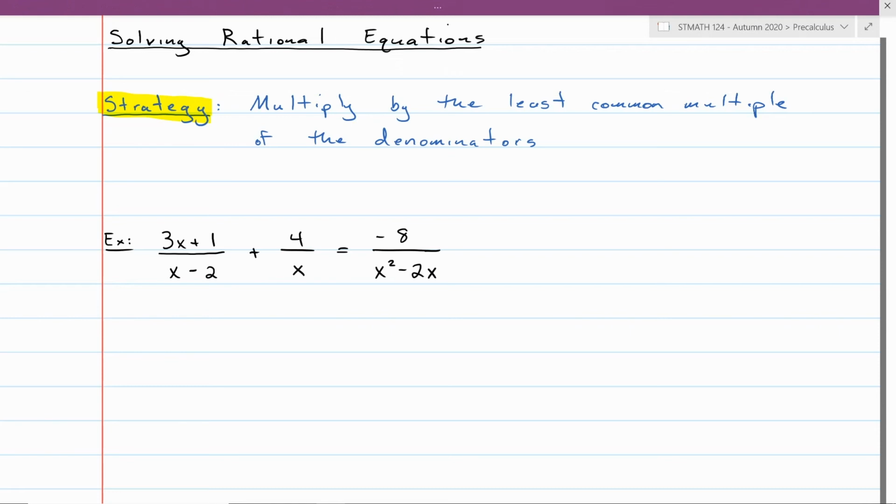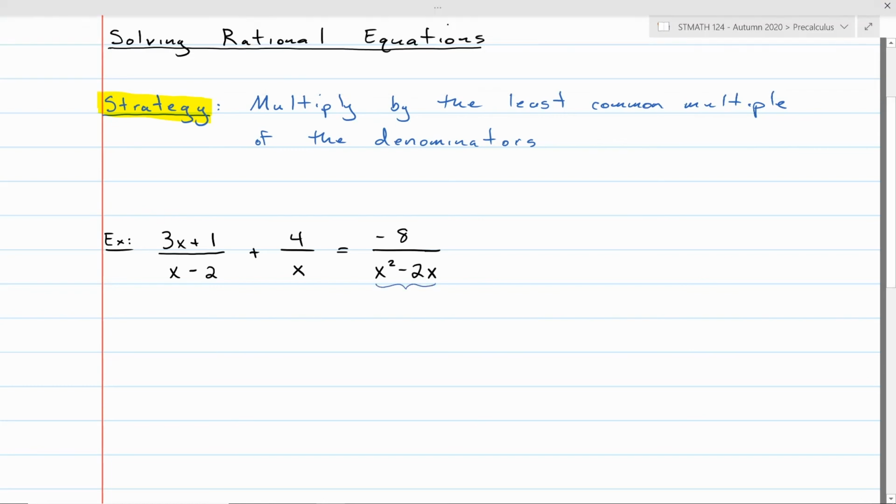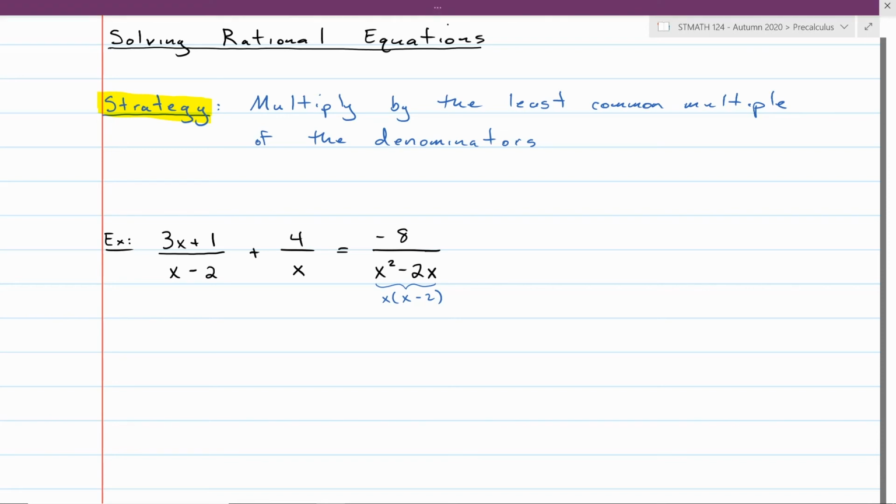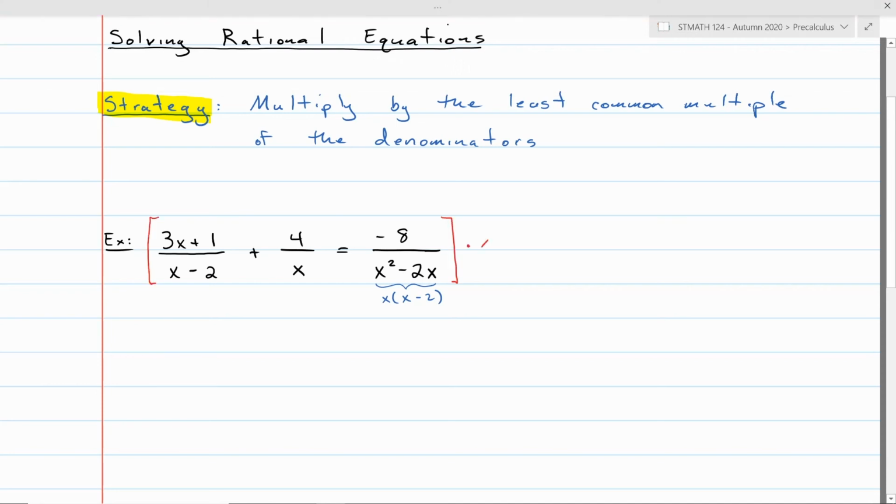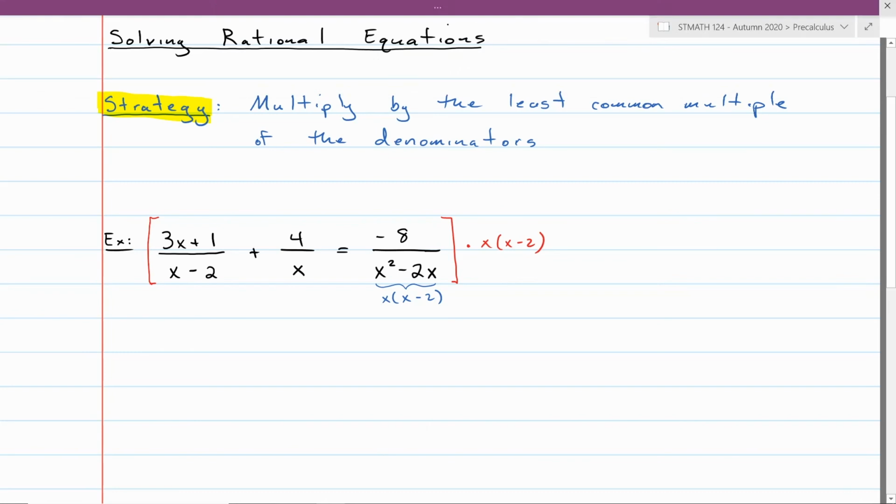So in this particular case, notice in this first example that the denominator on the right-hand side of the equation factors as x times x minus 2. And then I see a factor of x minus 2, and I see a factor of x. So it looks like if I multiplied both sides of this equation by x times x minus 2, it would clear the fractions. That's the idea of multiplying by the LCM. It clears all the fractions out. So multiply this whole thing times x times x minus 2. And when you do that, what do you get?